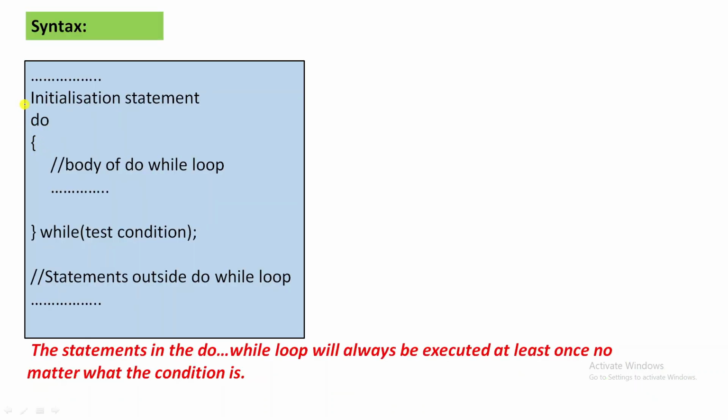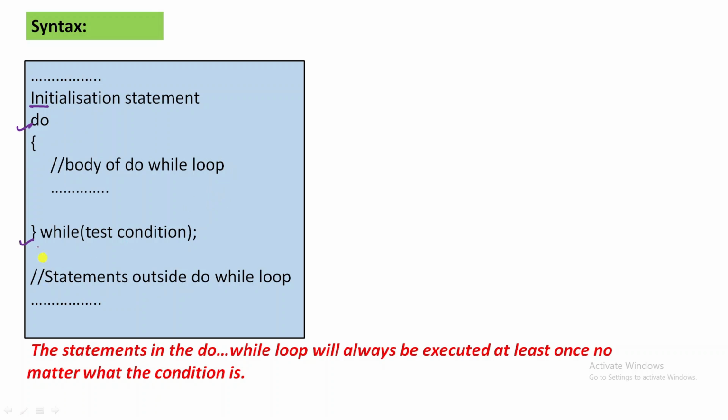So here is the syntax of the do-while loop. We can see we have the initialization statement, and then we have this do while. We have the curly brackets, and inside the curly brackets we can write the body of the do while loop. Then inside the while we write the test condition that we want to check. Any updation needed on the variable controlling this do while loop, we can do inside the do while body.